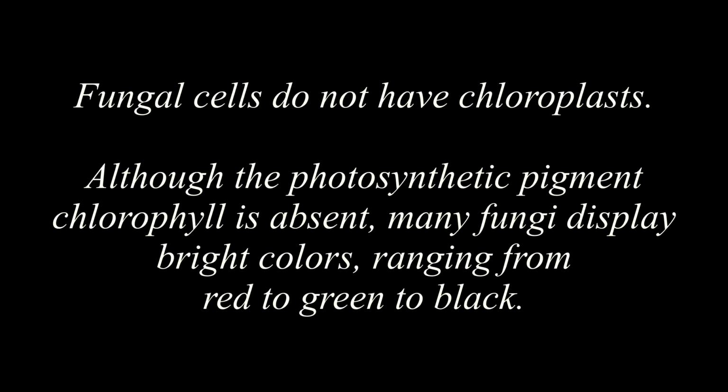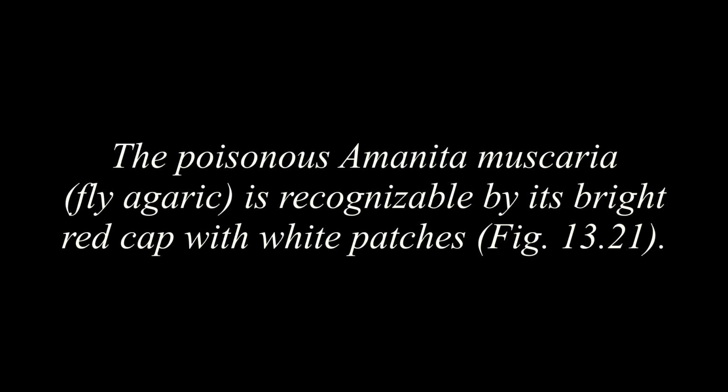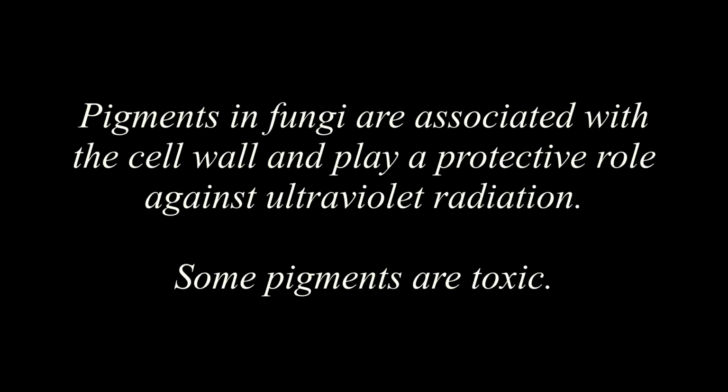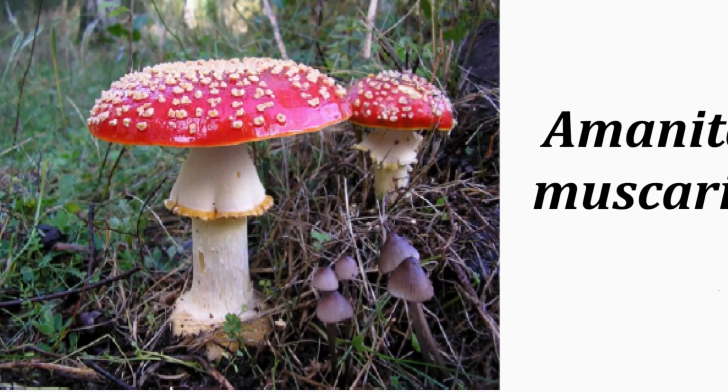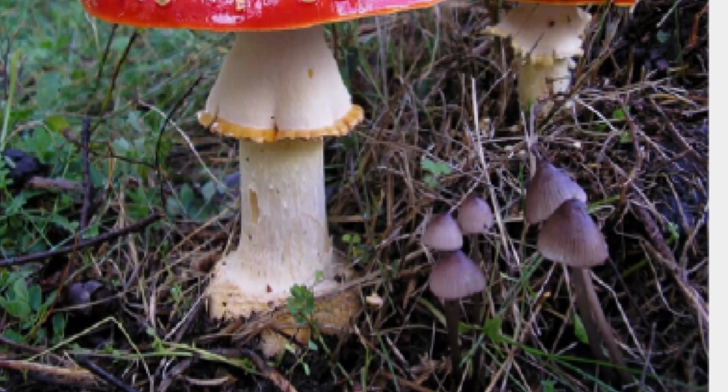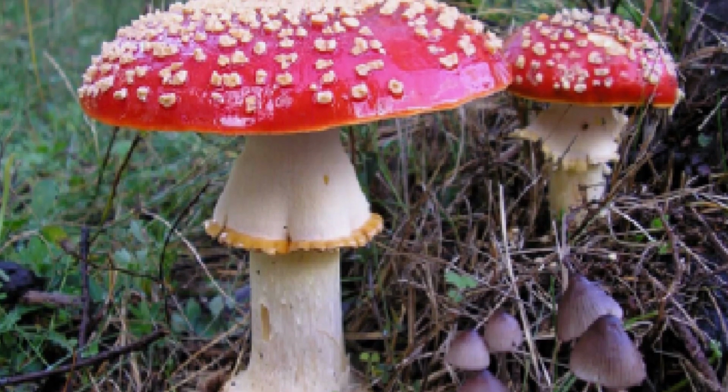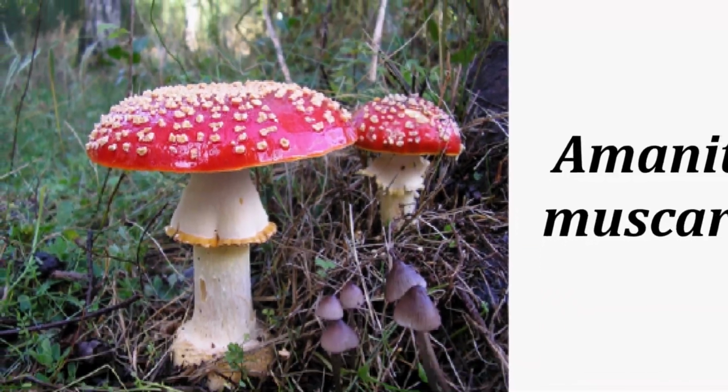Fungal cells do not have chloroplasts. Although the photosynthetic pigment chlorophyll is absent, many fungi display bright colors ranging from red to green to black. The poisonous Amanita muscaria, or fly agaric, is recognizable by its bright red cap with white patches. Pigments in fungi are associated with the cell wall and play a protective role against ultraviolet radiation. Some pigments are toxic. Figure 13.21. The poisonous Amanita muscaria is native to the temperate and boreal regions of North America.